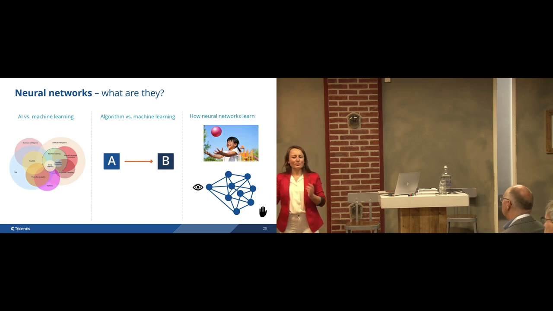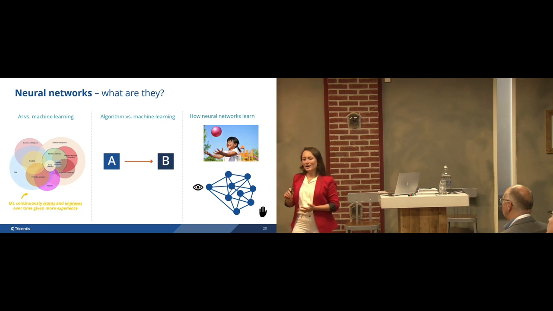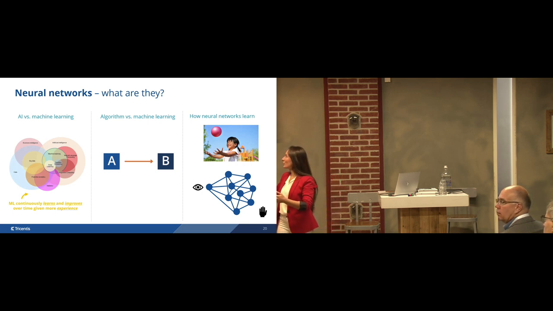Now, AI, machine learning, what's the difference? So broadly speaking, AI is an umbrella term, and machine learning is a subcomponent of it. And AI means performing any intelligent human task that would otherwise require a human to do. Machine learning, on the other hand, is a system that continuously learns and improves over time, given more experience, okay? So let me give you an example. This example will also explain what's the difference between an algorithm and a machine learning system.